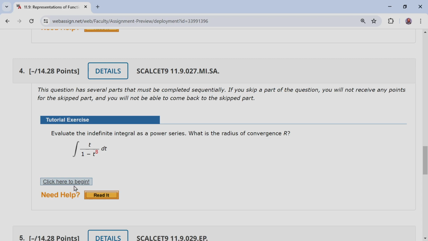I'm sure they'll walk you through this process. Once you get that, then you can run the ratio test to determine the interval of convergence. The interval of convergence is positive, which means you can integrate or differentiate.